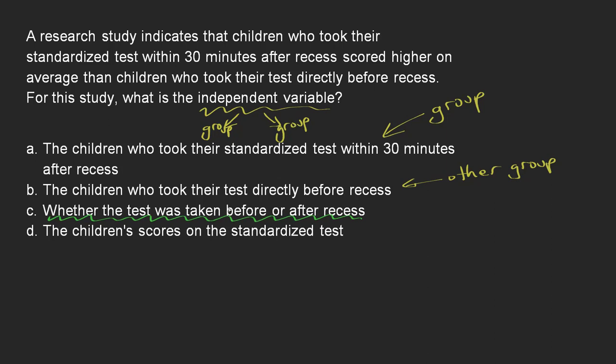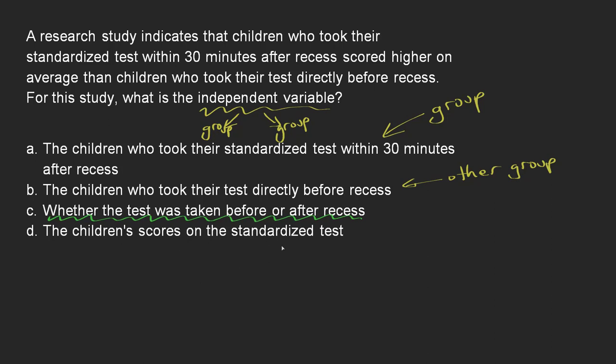So C is the full description of my independent variable, the full description as to how I'm dividing up my participants into groups. And then D is the outcome. It's what's being measured as the effect.